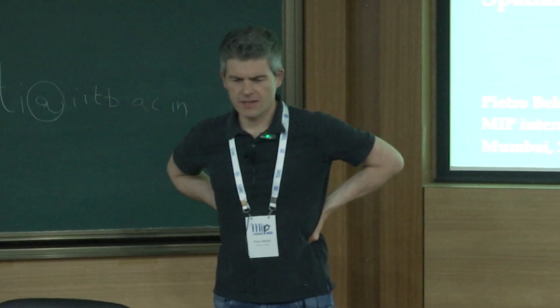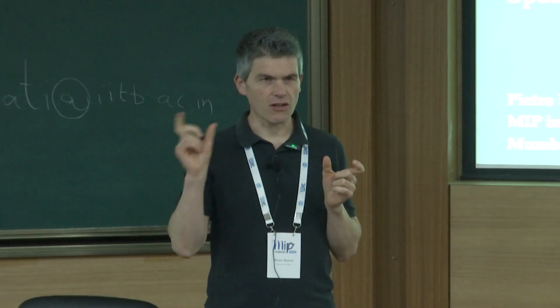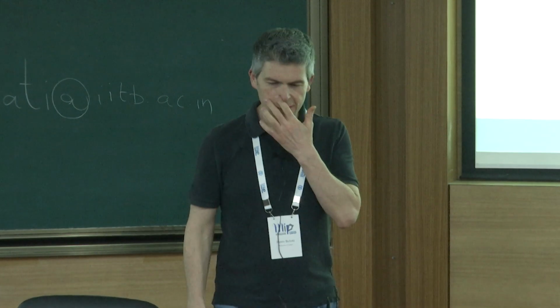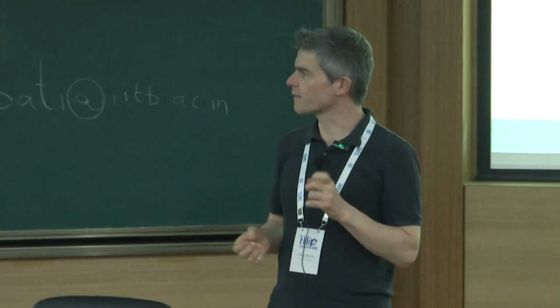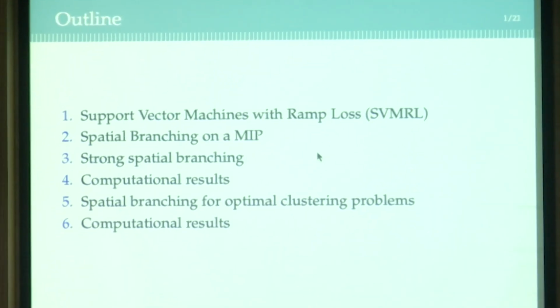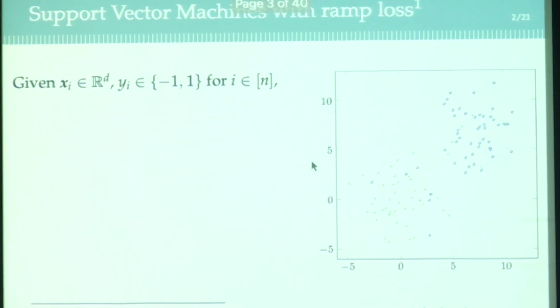It's basically a work that combines two things that shouldn't be in the same sentence: spatial branching and convex MIQCP. And I'll try to explain why this actually makes sense with two examples. The first one takes the first 4 points of the schedule, and the last one is a more recent work that will only take a couple of minutes to explain.